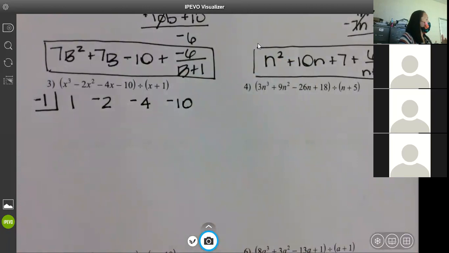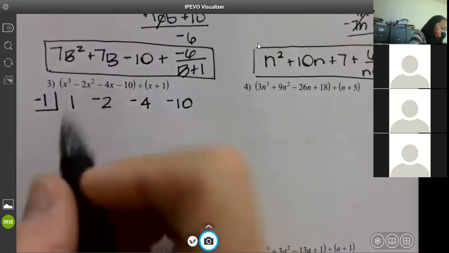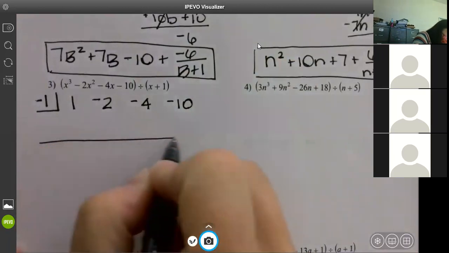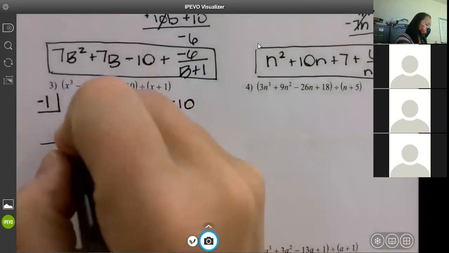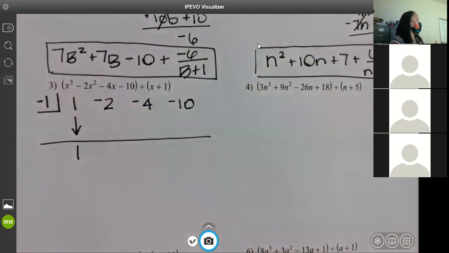You're going to skip a little bit of space. If we were writing on notebook paper, I'd say skip a line, draw a line. So just leave room to write. Everybody okay with the setup? Your first step, every single time, is to bring down that first number. I don't care what that number is, bring it down. Now it just repeats itself over and over again.